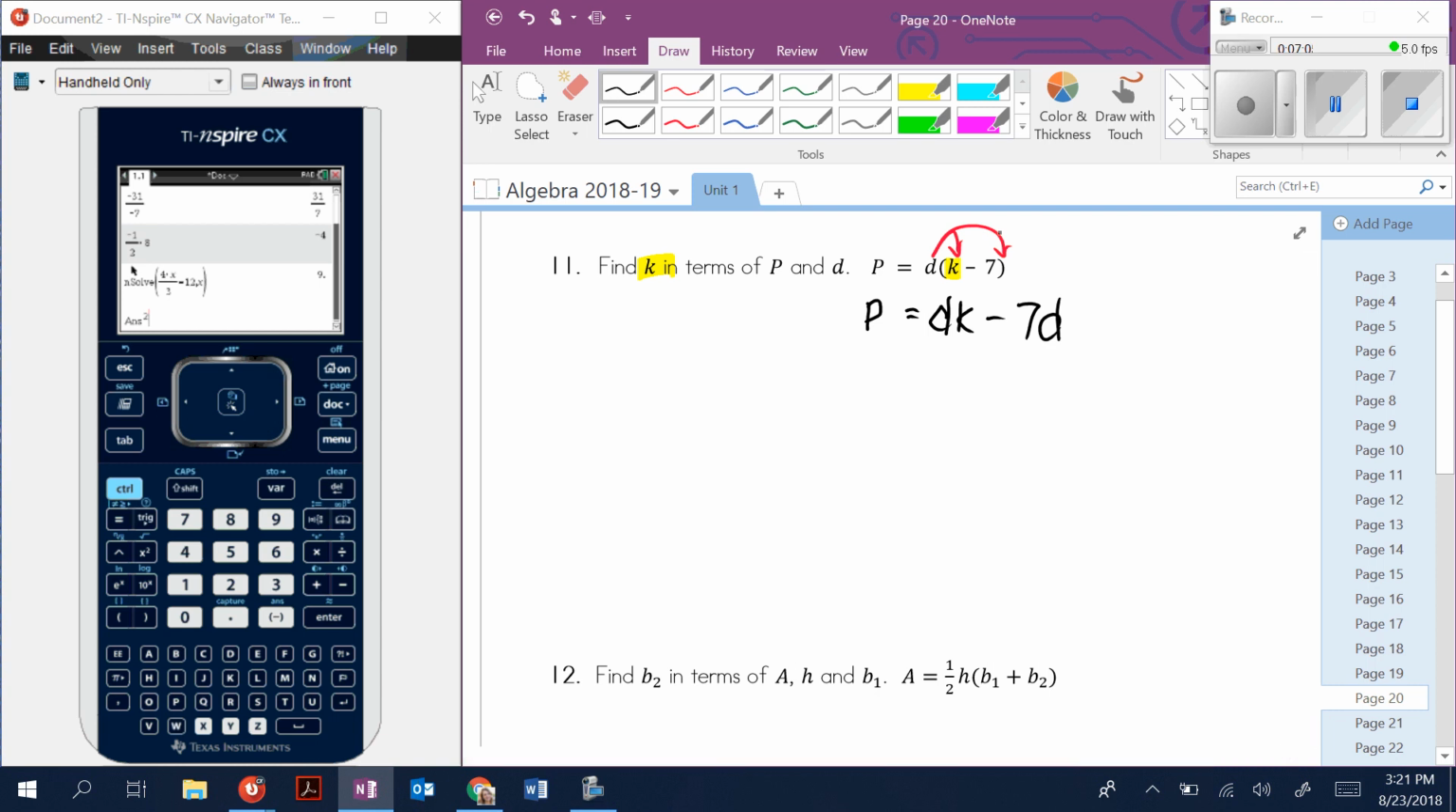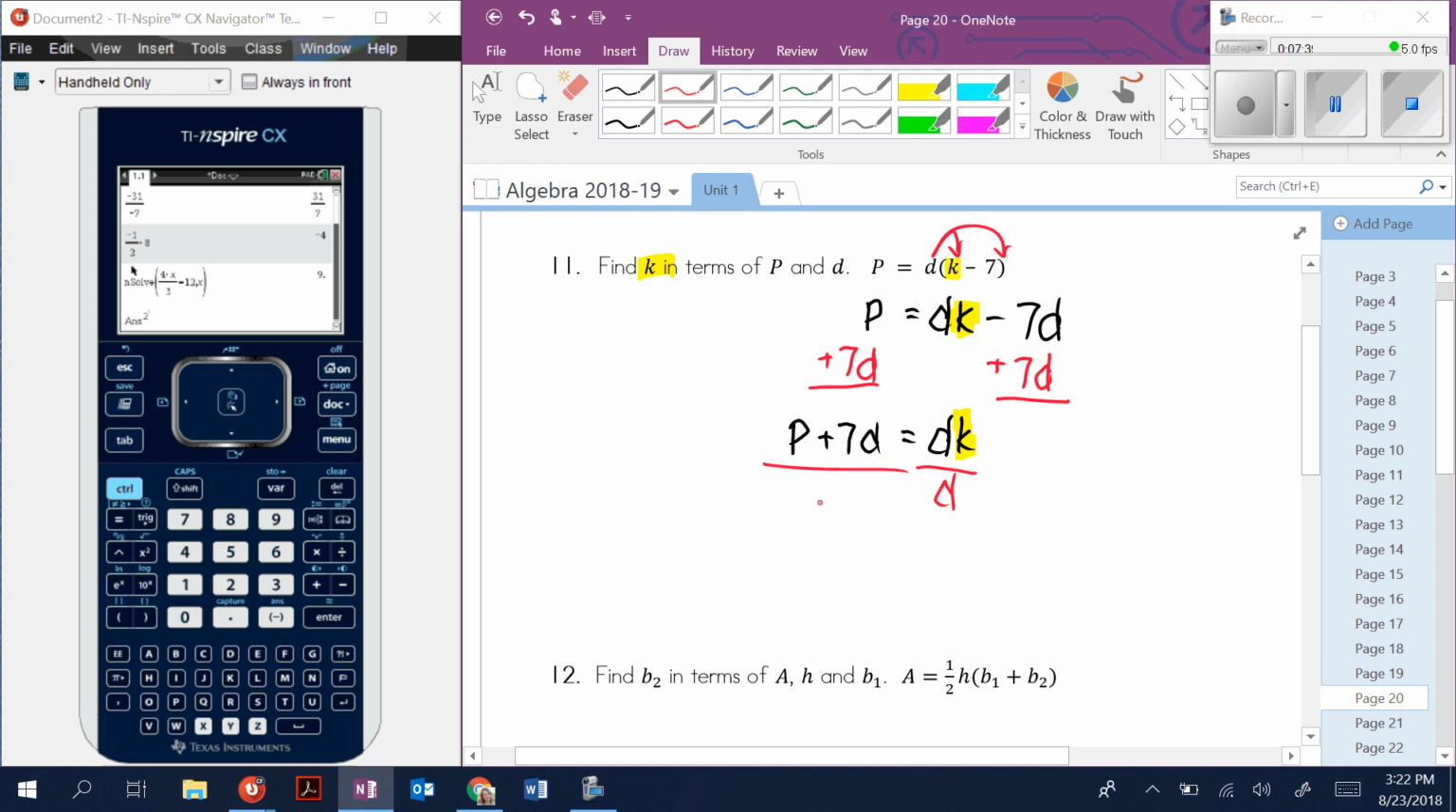All right, now we are still getting k alone. So in order to get k alone, we're going to add or subtract things first and then divide or multiply. So let's see. We're going to add 7d to both sides. So we get p plus 7d is equal to dk. Almost there. We gotta get k alone, so it's being multiplied by d.